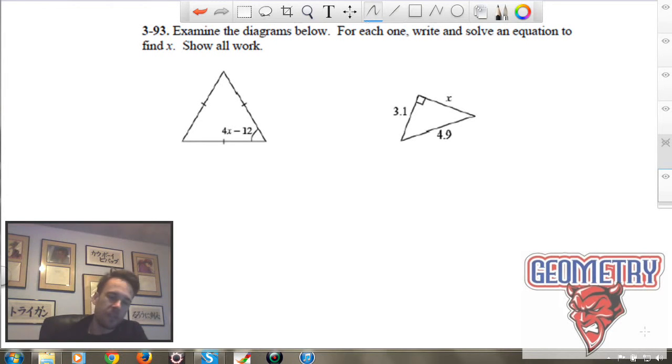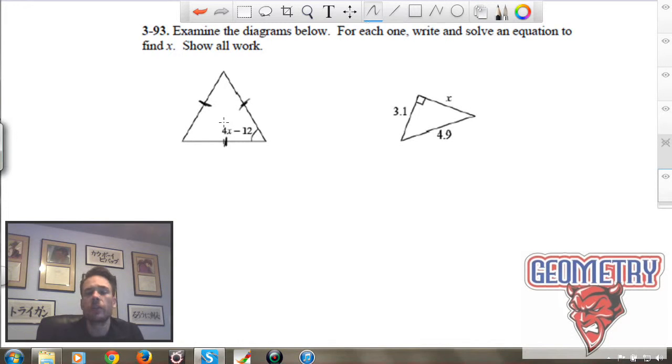Okay, here we are in Geometry Unit 3. This is number 93. We're supposed to use our relationships that we learned in geometry here to solve for the value of x. And so, in this first one here, we have an equilateral triangle. I can tell it's equilateral because there's one tick mark on each side.